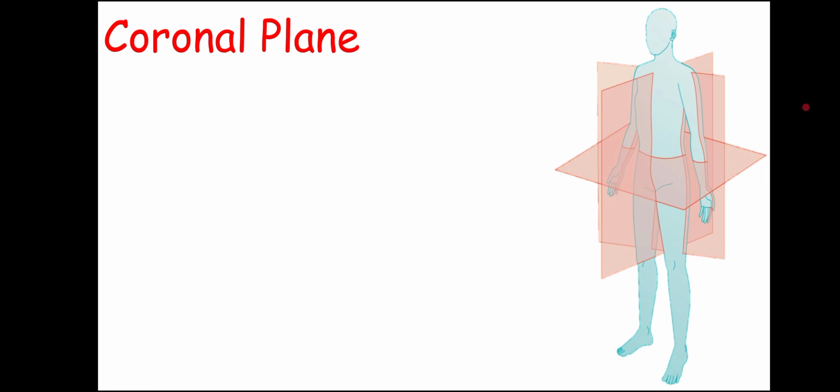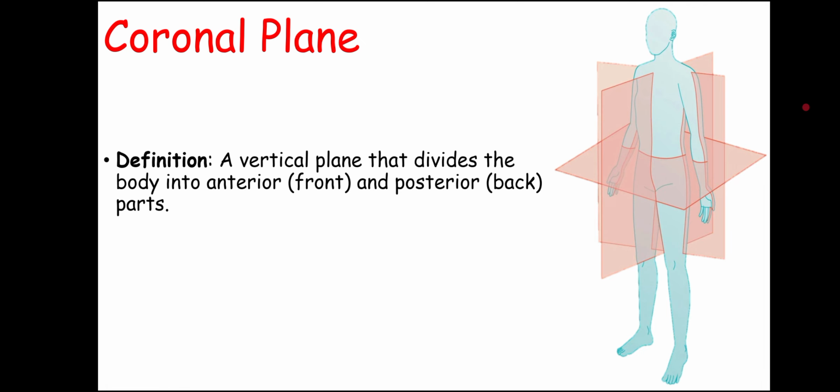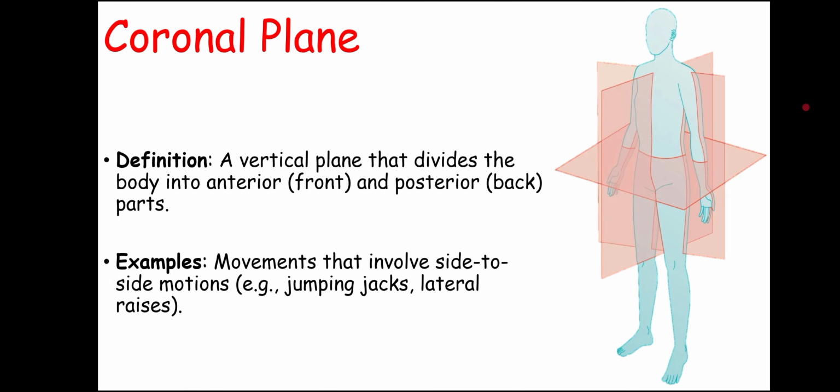Now let's talk about the next main anatomical plane, that is the coronal plane, and we will do the definition first. The coronal plane is a vertical plane that divides the body into anterior and posterior parts, or the front and back parts. So the plane that divides the body into anterior and posterior parts is the coronal plane. Movement examples are movements that involve side to side motion like jumping jacks and lateral raises.